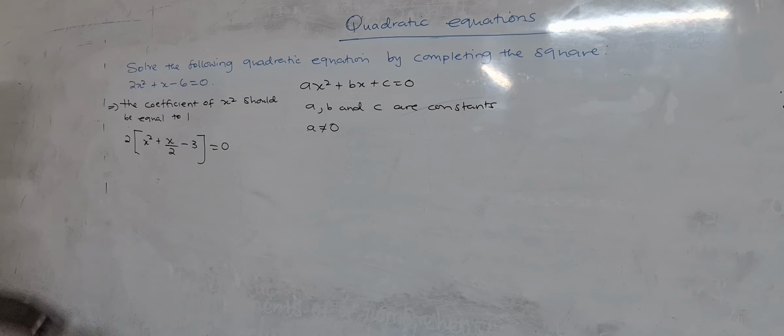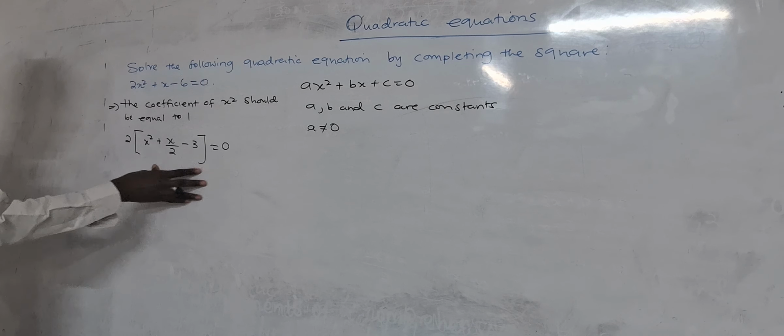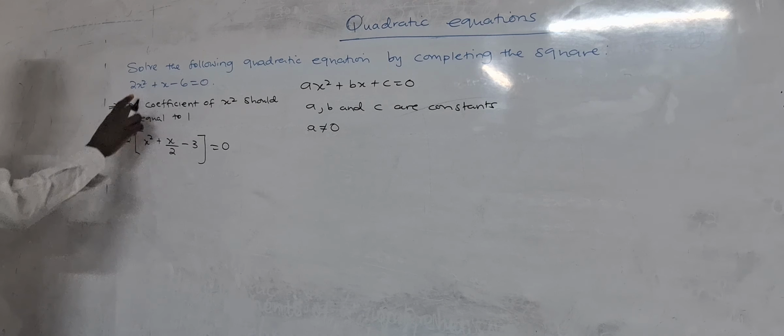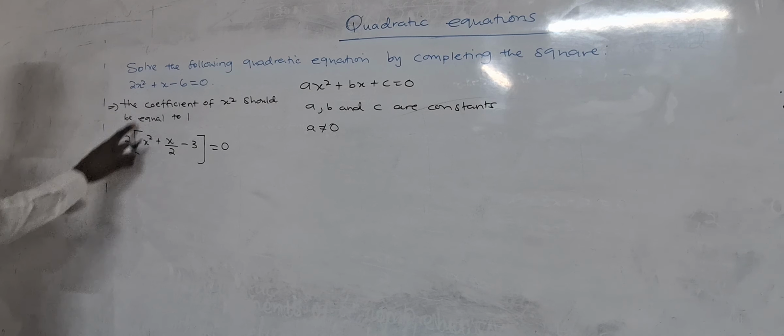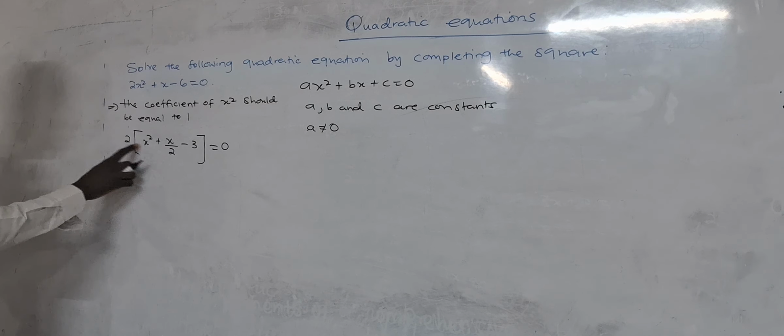See, if you expand this, you should get this. 2 times x squared, I'm going to get 2x squared. 2 times x divided by 2, I'm going to get x. 2 times negative 3, I'm going to get negative 6.